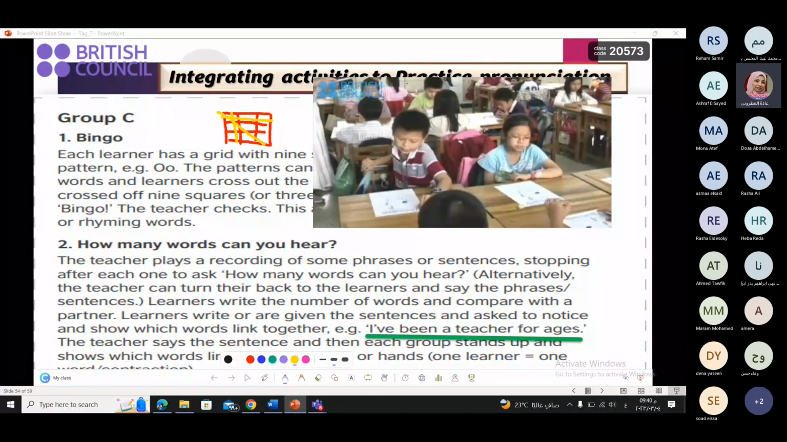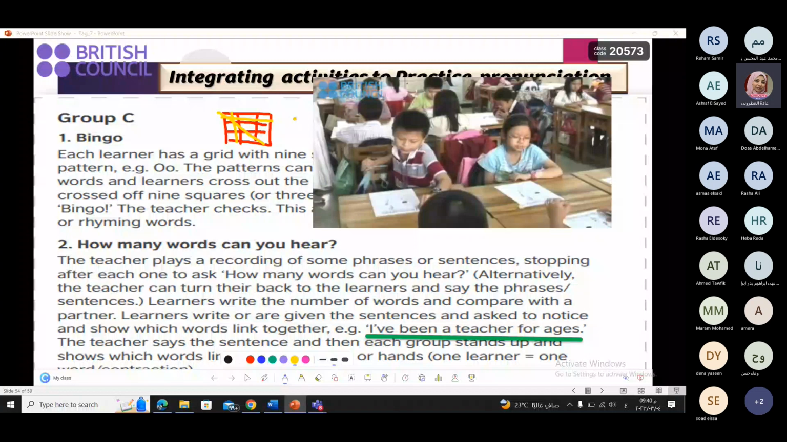Bingo. For example, you give them words with sounds like bat, cat, fat, and so on. When you say the word, the students on their sheet of paper should cross it. And the first student who has 3 words down or across or diagonal will say bingo. So you can use this bingo game in an activity related to pronunciation.